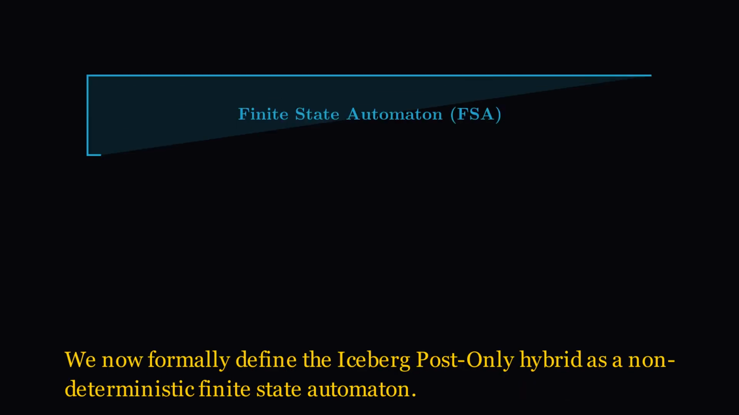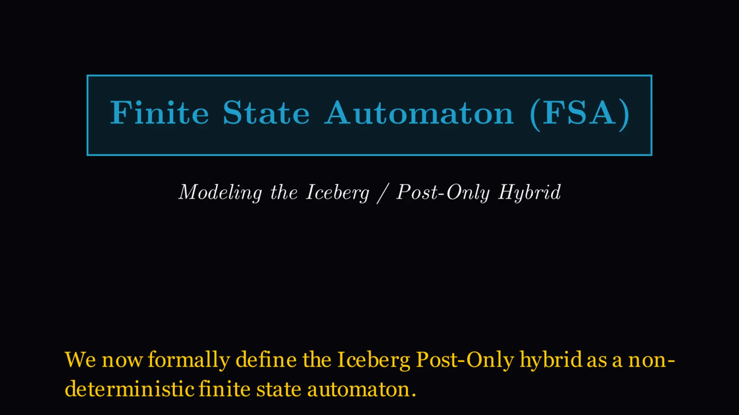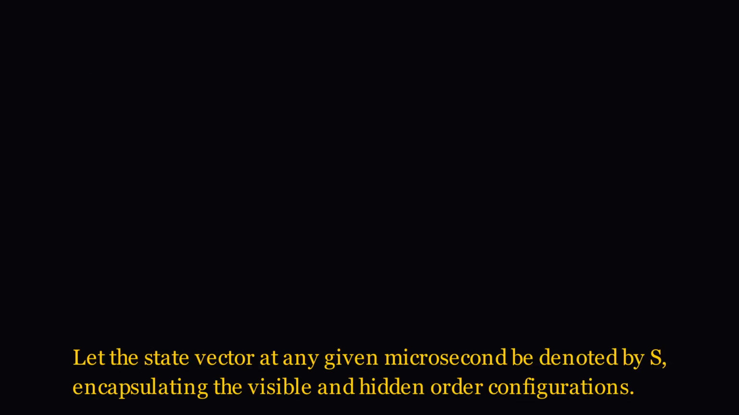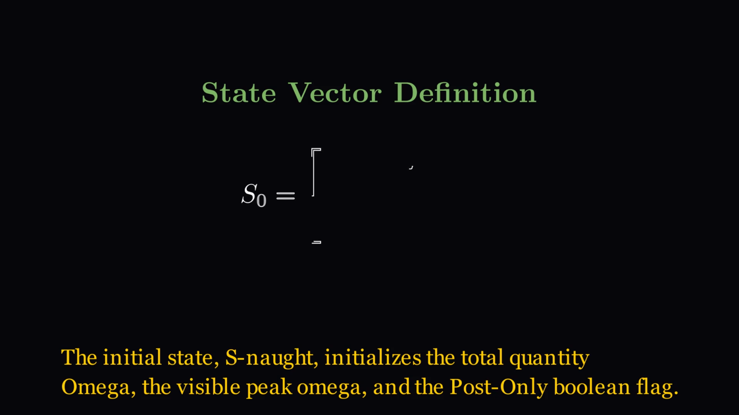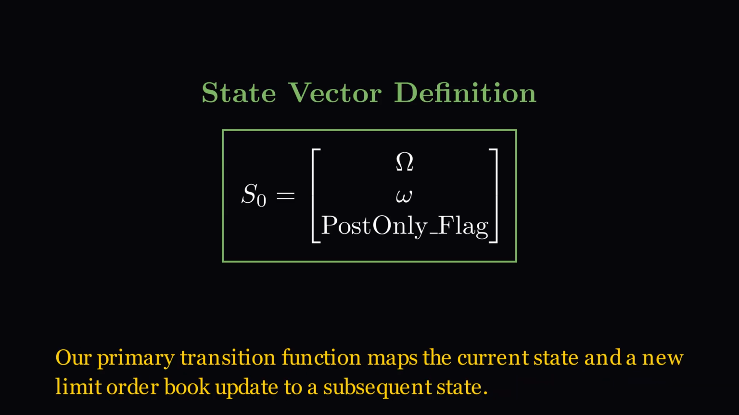We now formally define the Iceberg post-only hybrid as a non-deterministic finite state automaton. Let the state vector at any given microsecond be denoted by S, encapsulating the visible and hidden order configurations. The initial state, S0, initializes the total quantity omega, the visible peak omega, and the post-only Boolean flag. Our primary transition function maps the current state and a new limit order book update to a subsequent state.